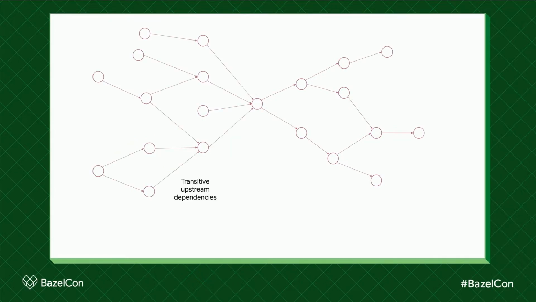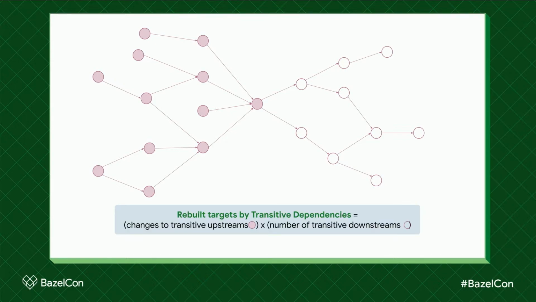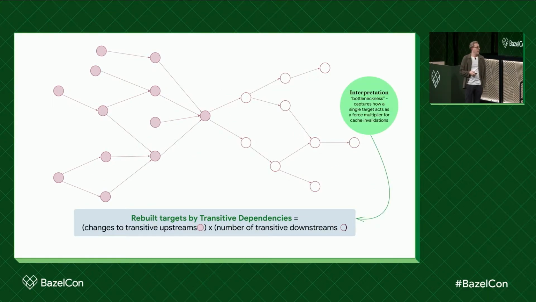However, in reality, A might have this whole other upstream tree on the left. If we expand it, any changes that happen to the pink targets on the screen will also cause an invalidation and thereby be cascaded through A. So therefore, we define a related metric, which is called rebuild targets by transitive dependencies. Here we sum up all the changes on the left-hand side and then multiply it by the number of transitive downstream dependencies on the right. This is an interesting one because it can act as a score for bottlenecking, or bottleneckness, in our graph, because we can interpret this as how much a single target, like the one in the middle here, acts as a force multiplier for these type of cache invalidations through our graph.